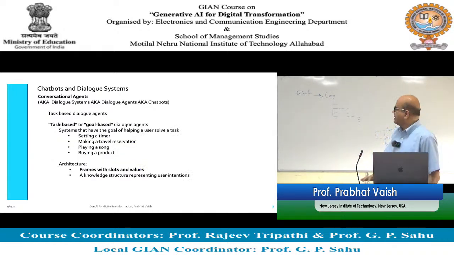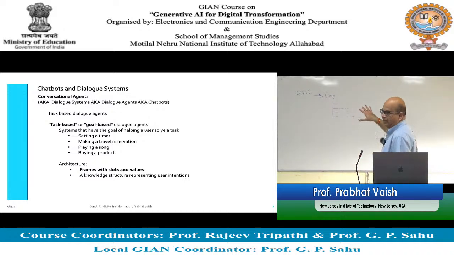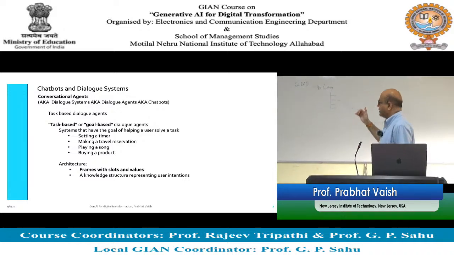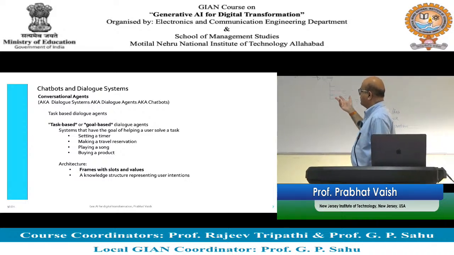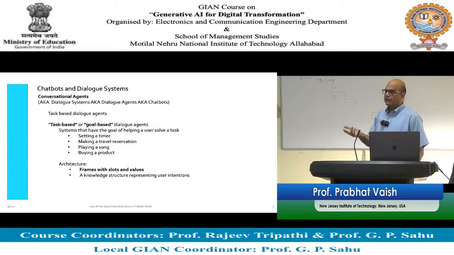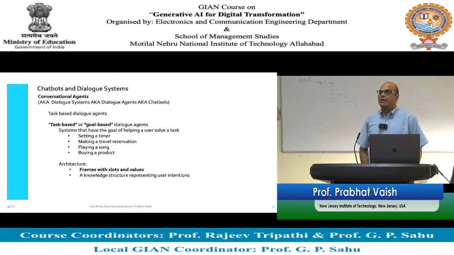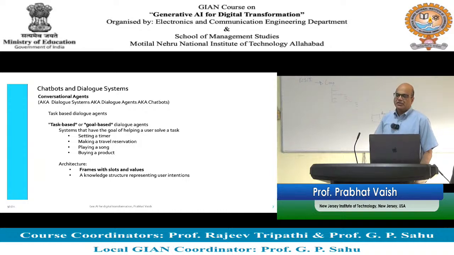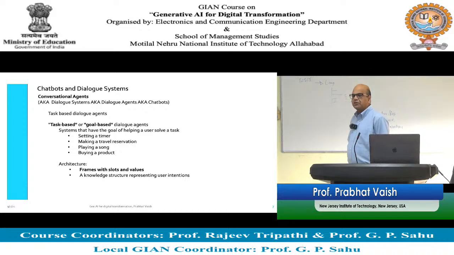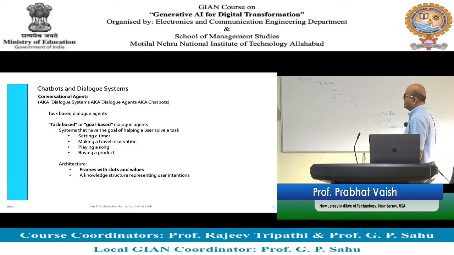So if we continue on that topic, the task-based or goal-based dialogue agent, where you do have a well-defined task, whether it's setting a timer, making a travel reservation, play a song, buy a product, make a phone call, which is not there yet. These are called task-based or goal-based systems. Now, why are they differently defined? Because it's very straightforward. Like you need to make a phone call, all that the agent needs to do is search in your contacts for that person's name, find out the phone number, and then initiate the call using whatever phone app you have on your device, right?